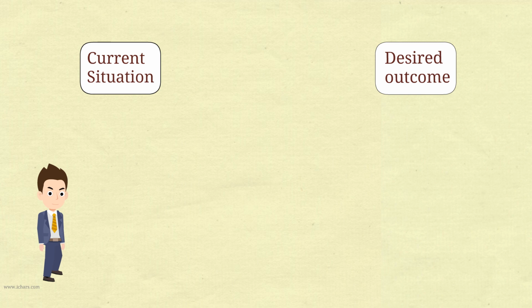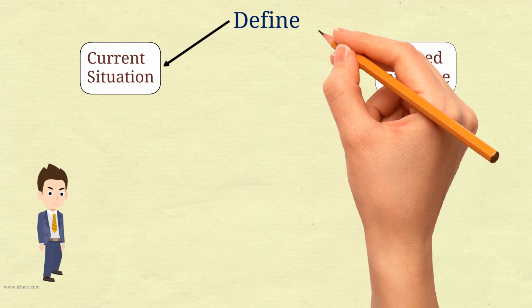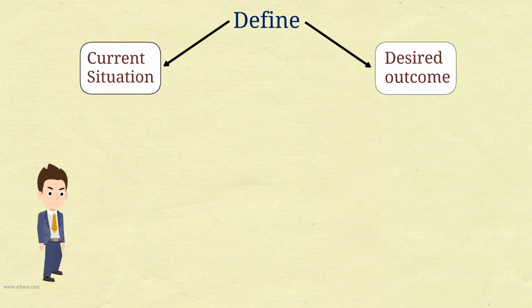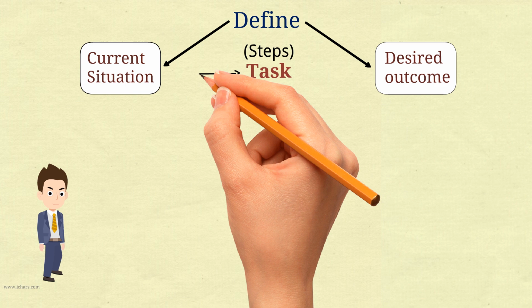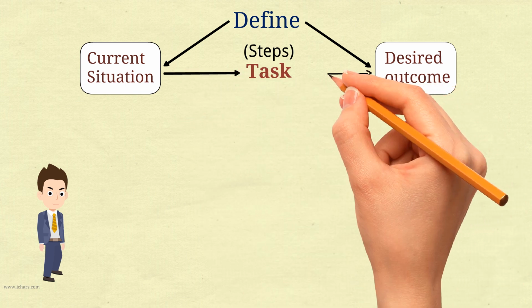Once we understand this, it becomes obvious that the first step in coaching and therapy is to help the client define their current situation and their desired outcome. Once the client is able to define the two, it becomes clear that the client needs to take some steps or do some tasks to move from the current situation to the desired outcome. So, we help the client identify and list all those tasks that need to be done or completed for them to move from the current situation to the desired outcome.